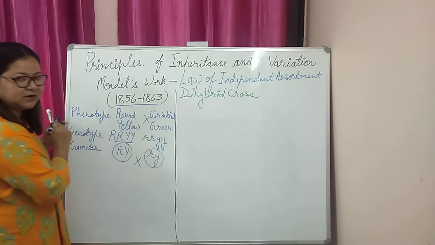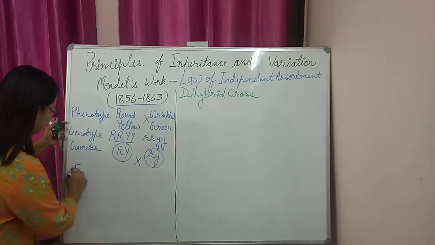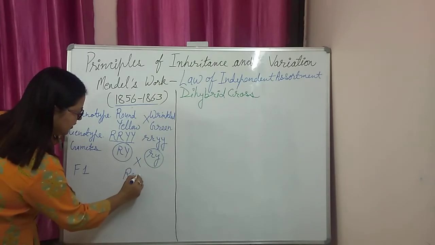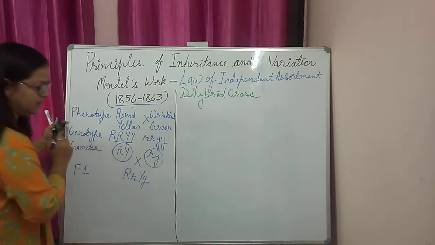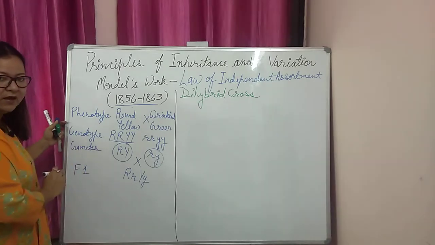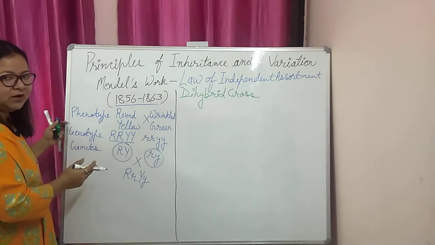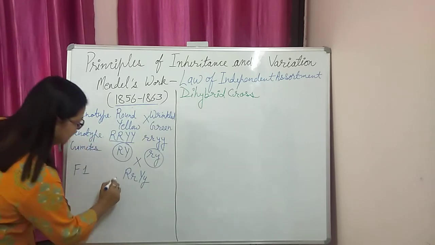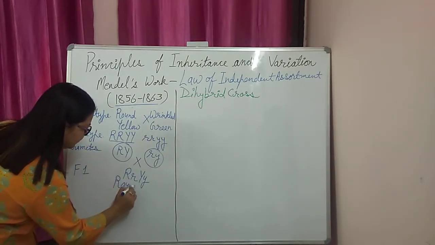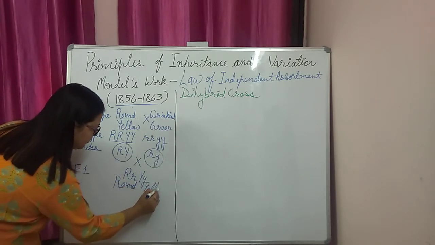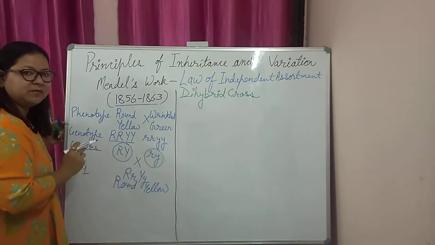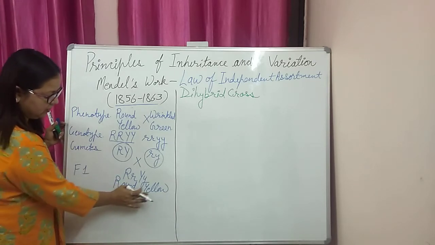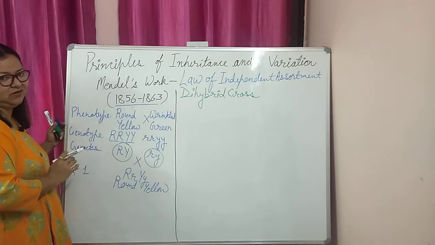After their random fertilization, in the F1 generation, now we can write together capital R, small r, capital Y, small y. This is the genotype, and the phenotype will be according to the first law, the dominant character, that is round and yellow. So all the plants will show the feature in the seeds, that is round and yellow, in the F1 generation.